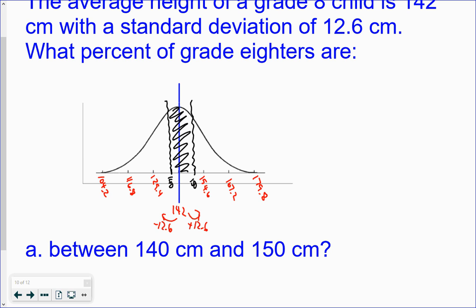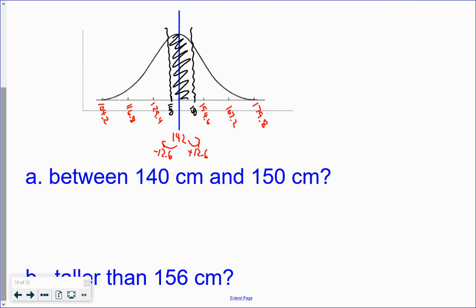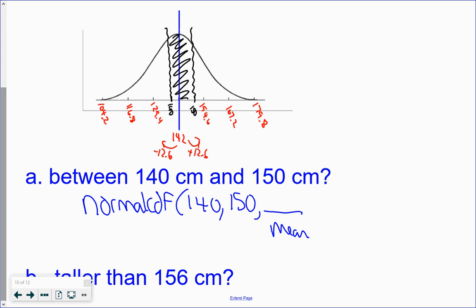Now again, if I were to go one jump out on either side, that would be 68%. So I'm expecting my answer to be smaller than 68% because I haven't even gone one jump out. So again, we're going to use our normal CDF key, but there'll be one little difference this time. So when I use my normal CDF, again, my lower is 140, my upper is 150, but this time for the mean and standard deviation, you don't make it 0 and 1, you have to plug it in based on the values in the question. So we have to make sure and do that.